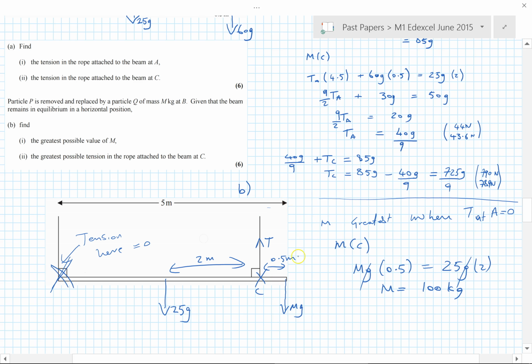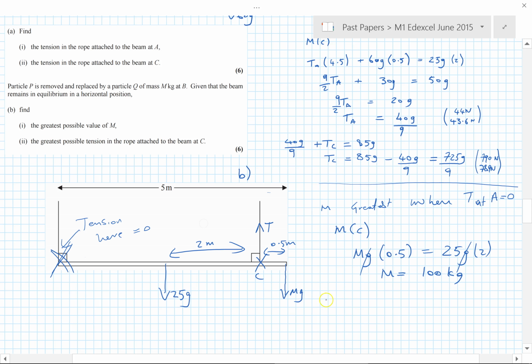So when T0 equals 0, when we need to work out the T, we can call it T max, will be when this tension is 0, when this has reached its maximum, because we can resolve vertically. If M is at its maximum and this is at 0, then we can just literally look at forces up equal forces down. So T equals 25g plus mg.